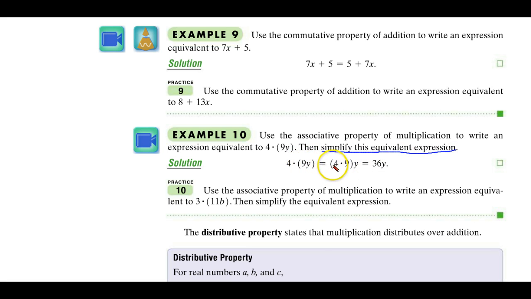So we associated these differently. We're multiplying the 4 times 9, getting the 36y. So this is in its simplified form. We did what they asked by regrouping using our parentheses. Order was the same, and then we simplified.